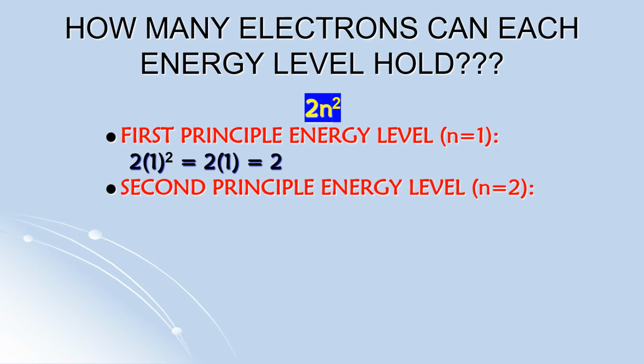Then we move on to the second one. We do the same thing, plug in 2 in place of that n, and 2 squared will be 4 times 2, that gives us 8. So the second energy level can hold a maximum of 8 electrons.